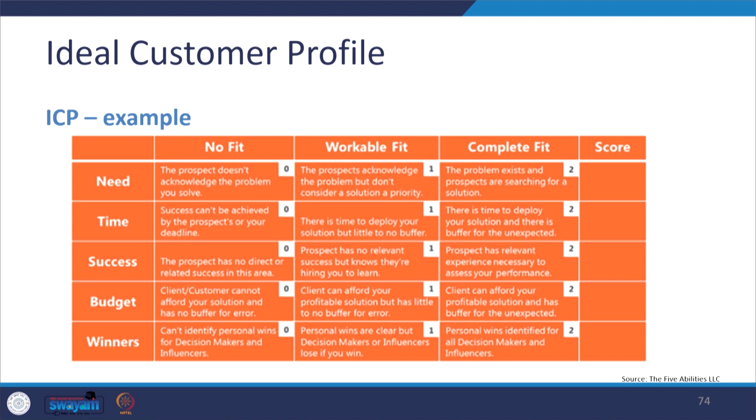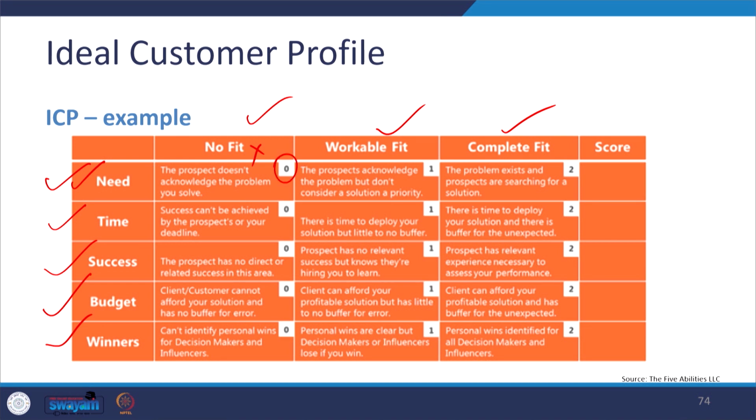So for example, at the end we can have an example of ICP. There are different parameters, right? Let's say need from that particular business customer, time, success, budget, and winners. And then you can have three kinds of categories: no fit, workable fit, and complete fit, right? For example, the prospect doesn't acknowledge the problem you solve. If he is not acknowledging any problem that you solve, that means it's a no fit for you. So you assign 0 to him.